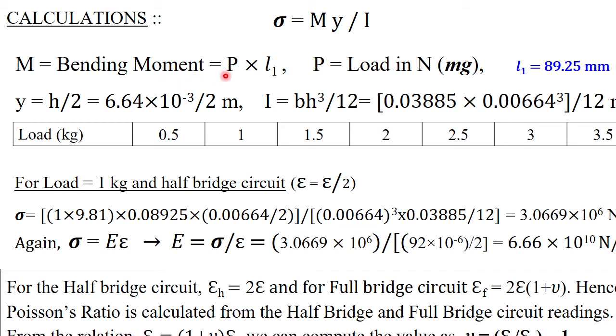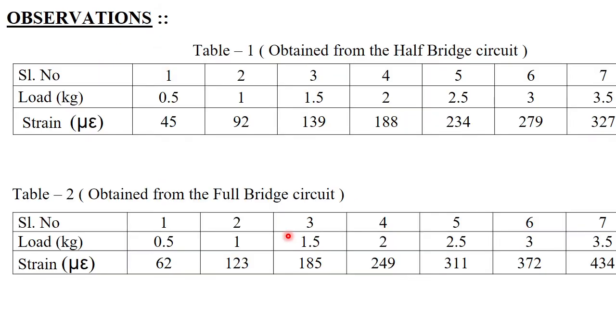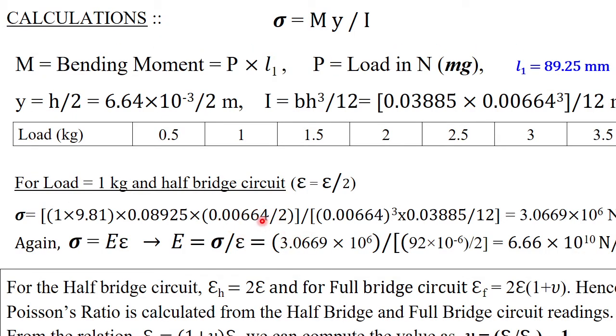Understood? This is bending moment P into L1, and P is in Newton load. So this is mass into g, right? So here you see sigma is this mass, 1 kg into g, 9.81, and then y. What is y? h by 2. This is our height, 6.64 millimeter, divided by 2. This is y. My by I. What is I? 1/12 b h cubed. That you also know.